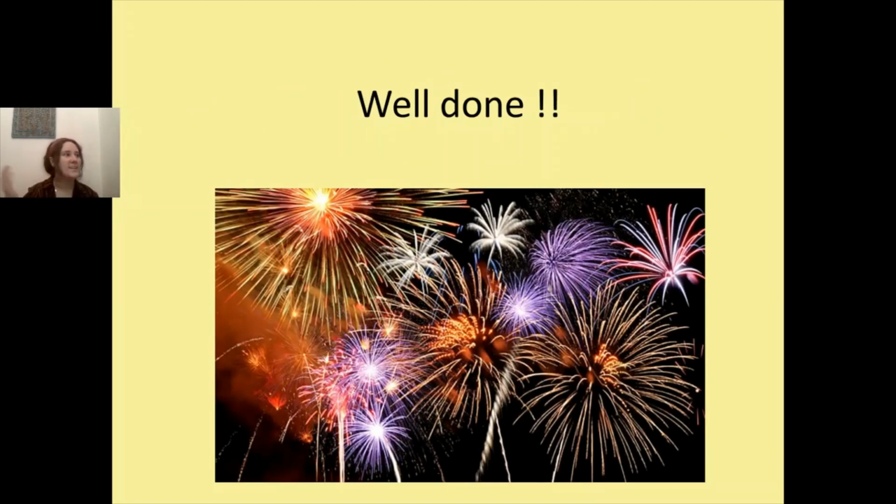Okay, that is our maths lesson for today. Good job at spotting all of those 3D shapes. I'll be looking forward to our maths lesson tomorrow.